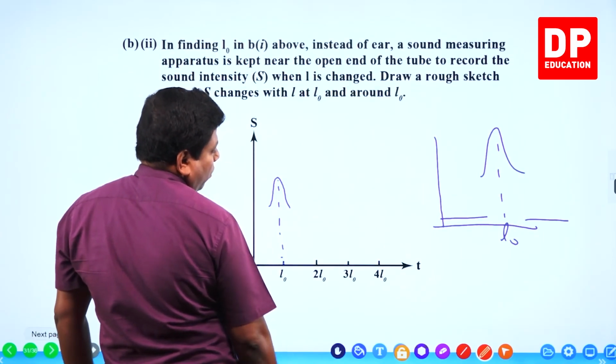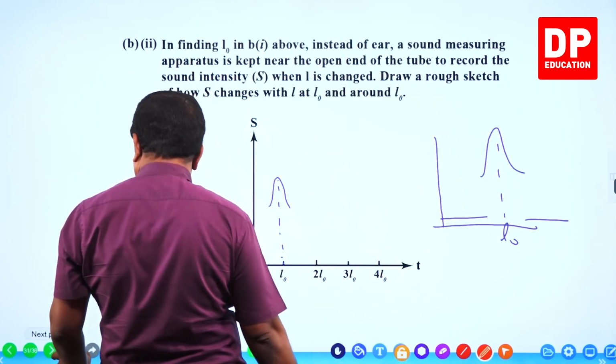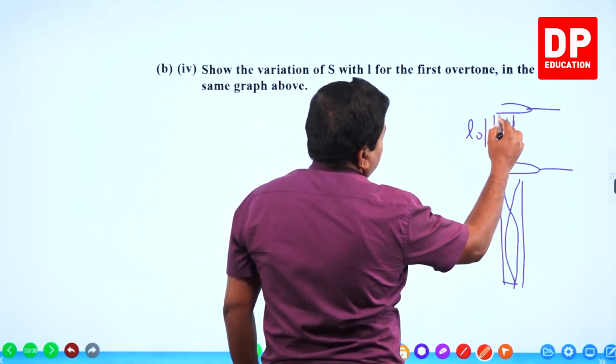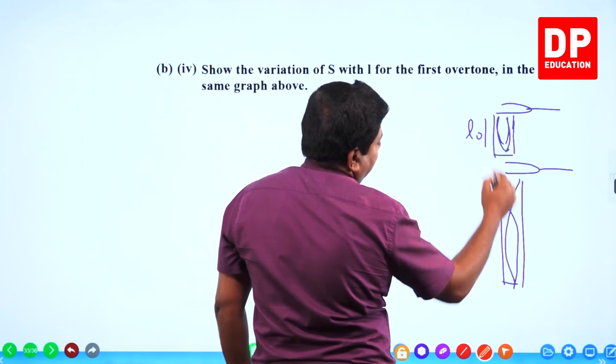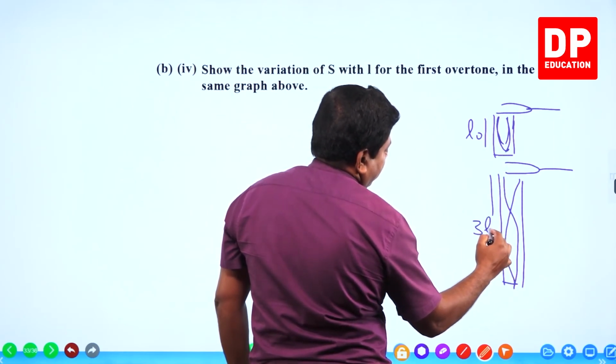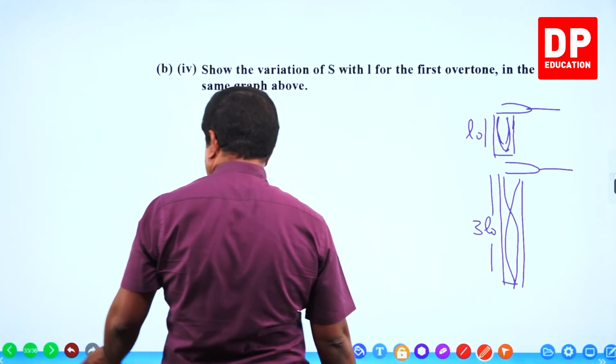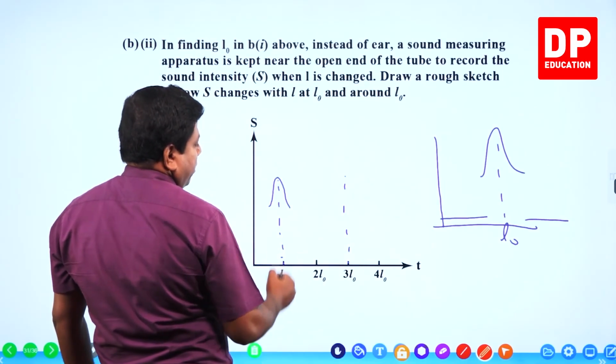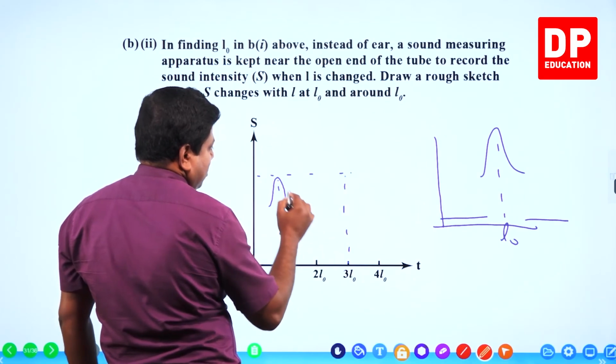See, first overtone, or we need to find the length as well. Look at this. Length is going to be, if this is L note, right? Understand we have three parts like this. So, it's going to be 3 L note here. So, first overtone happens at 3 L note. The intensity of sound has to be less, not at this level.